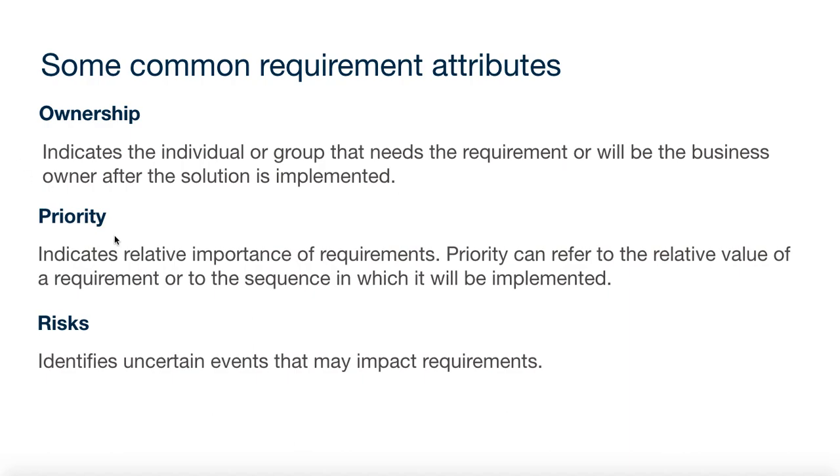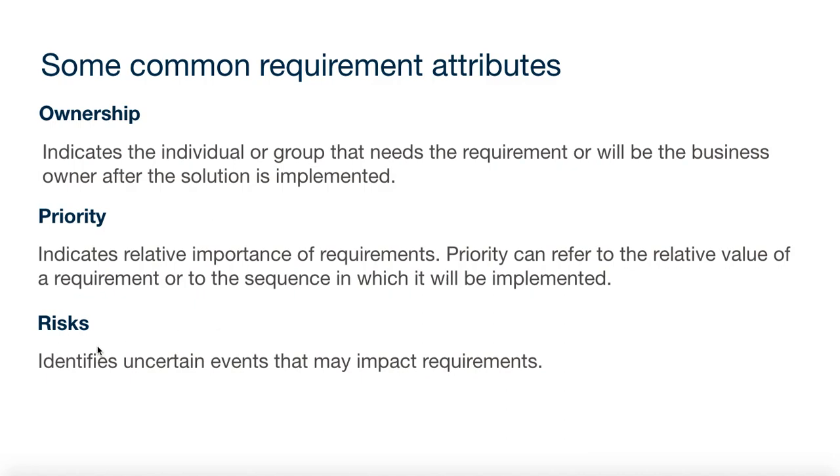The next one is priority. So this indicates the relative importance of the requirements. Priority can refer to the relative value of a requirement, or it can be the sequence in which it has to be implemented. Either one of the two, but make sure that you add priorities to your requirements. And this again is very important, because priorities can be taken into consideration when planning to take a requirement into a particular sprint and start implementing it.